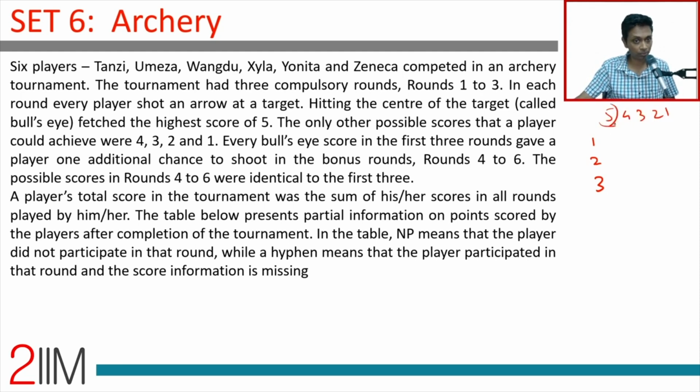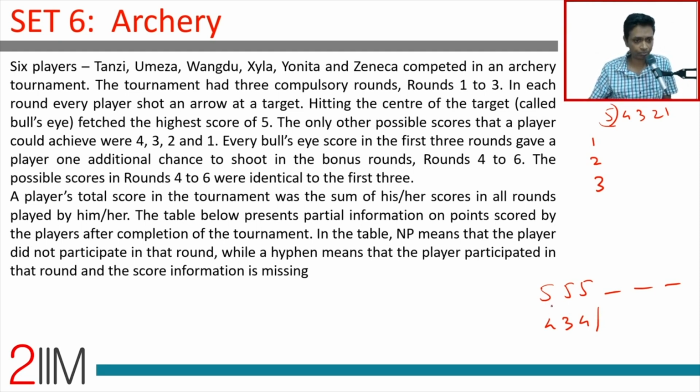5 is called bullseye. Every bullseye score in the first 3 rounds gave a player 1 additional chance to shoot in the bonus rounds, 4 to 6. The possible scores in rounds 4 to 6 were identical to the first 3. So if you get 3 bullseyes, you get 3 more shots. If you get no bullseye, you have only 3 rounds to play. So far, so good. A player's total score in the tournament was the sum of his or her scores in all rounds played by him or her.